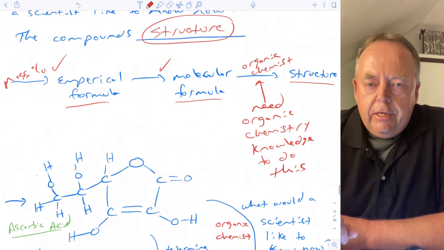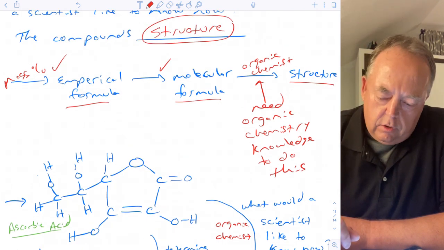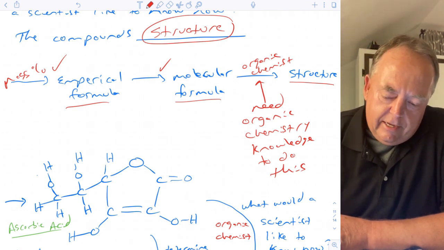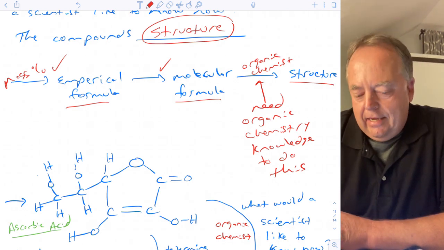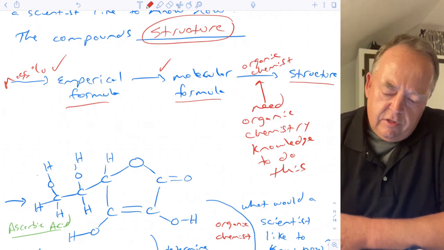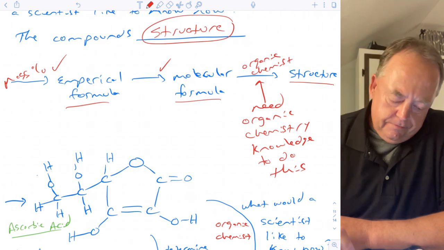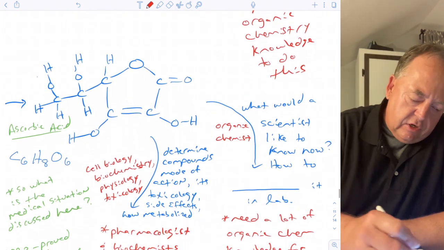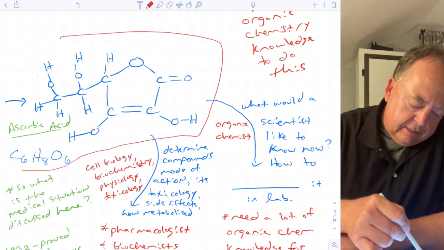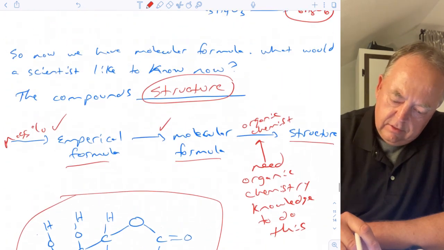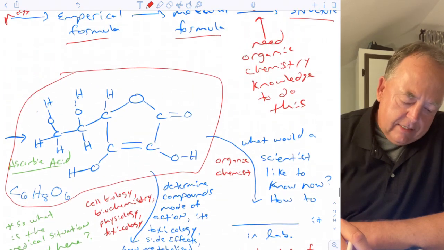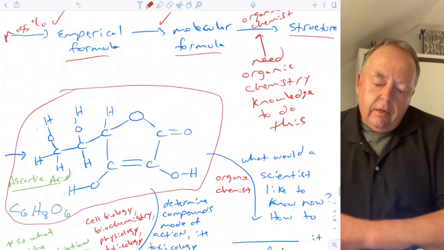But to do that, you need a lot of organic chemistry. So half of you will probably go into organic chemistry. So after you take organic chemistry, then you would know how to take the molecular formula and figure out the compound structure using things like NMR spectroscopy. So this is the compound structure. Right, that is C6H8O6. That molecule is ascorbic acid, so it's a pretty complex molecule.